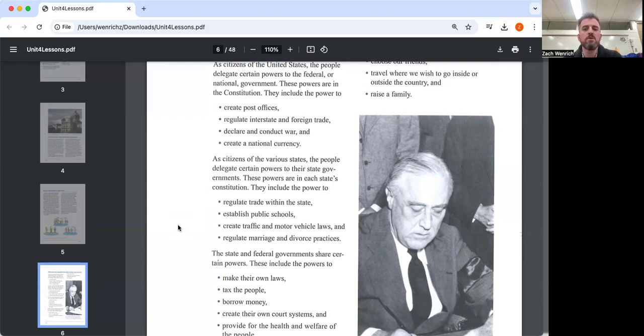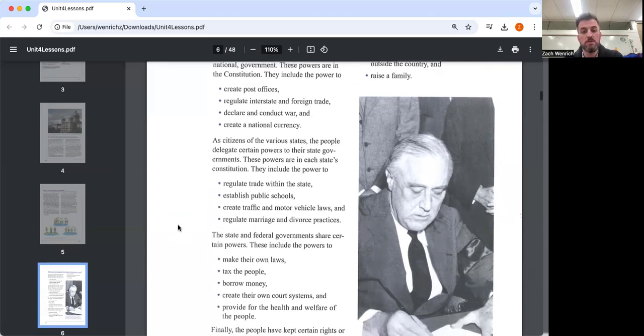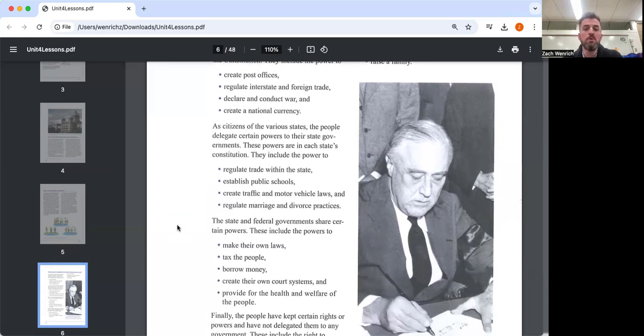The state and federal governments share certain powers. These include the powers to make their own laws, tax the people, borrow money, create their own court systems, and provide for the health and welfare of the people.